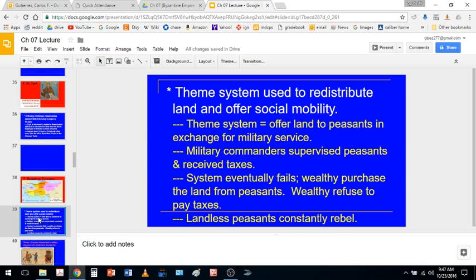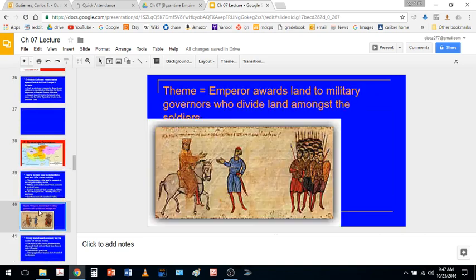Now, of course, these peasants, for a long time, had the opportunity to move up in society through the theme system, but as the theme system collapsed and failed, we constantly see rebellions against the government. Because the peasants' opportunities are very limited, and they had to continue paying taxes, while the rich get to refuse to pay taxes if they don't really want to. So the theme system works for a long time, but eventually fails.